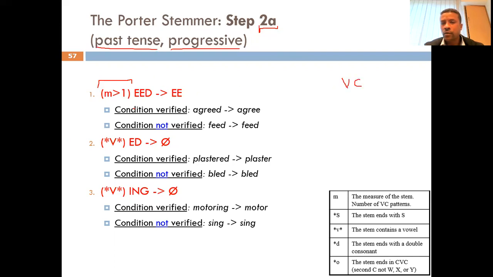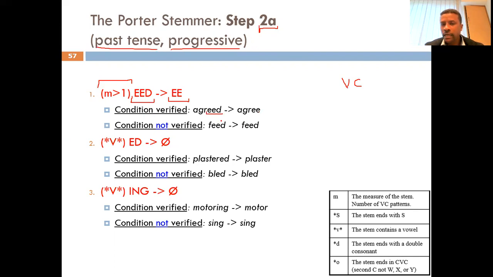If it is greater than 1 and if it ends with EED, change it with EE. So when we come here, what happens? As you can see, M is greater than 1, the vowel consonant. Next, what does it do? EED, it will change it with EE. So agreed will be agree.